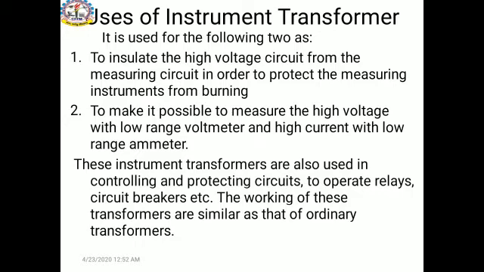Second, to make it possible to measure high voltage with a low range voltmeter and high current with a low range ammeter. Third, this instrument transformer is also used in controlling and protecting circuits to operate relays, circuit breakers, etc. And the working of this transformer is similar to the ordinary transformer.